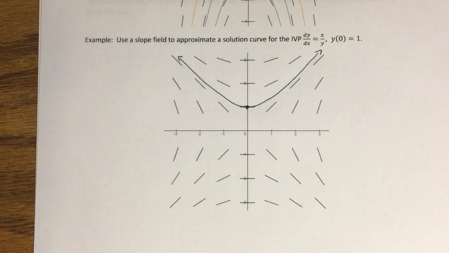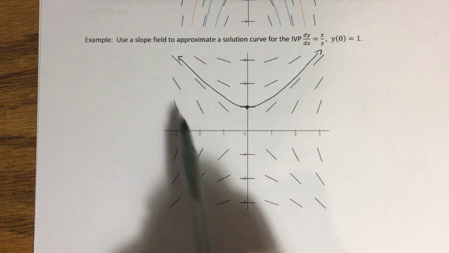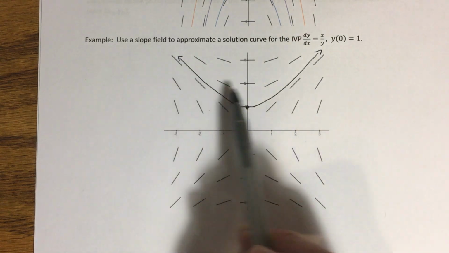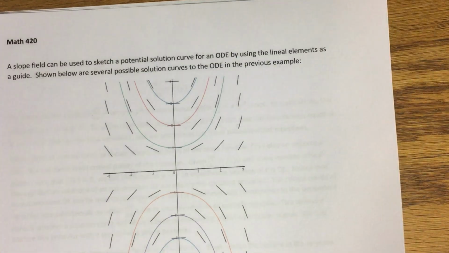Now that's not going to be a perfect solution curve by any means. I did it by hand. But using that initial condition and my slopes as a guide, I feel pretty good about that solution curve. Okay? All right.